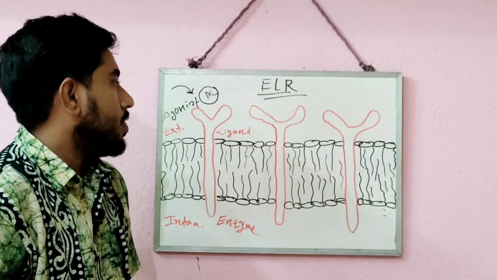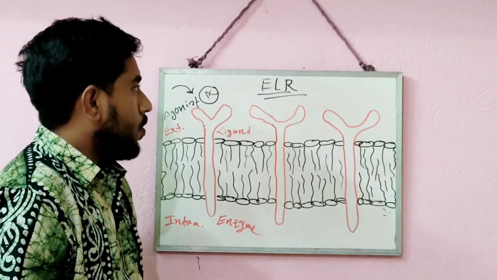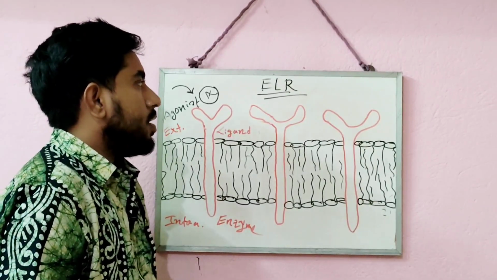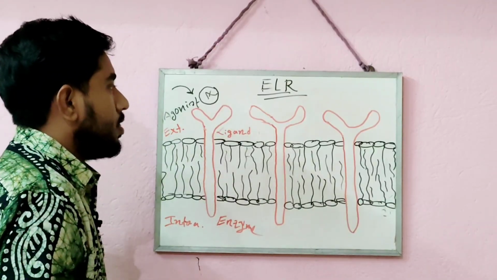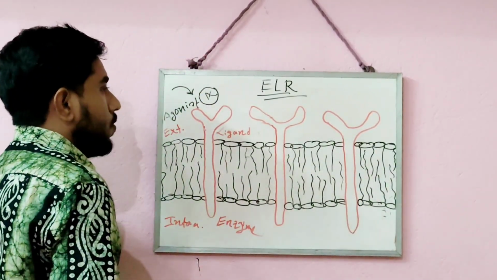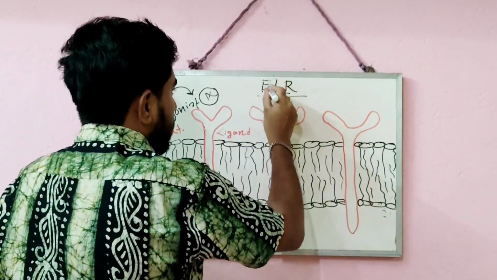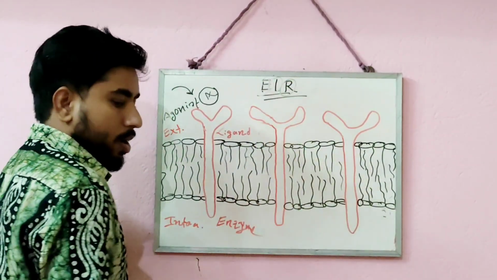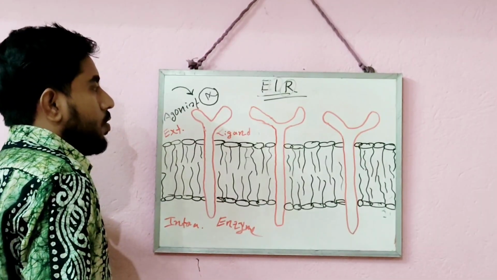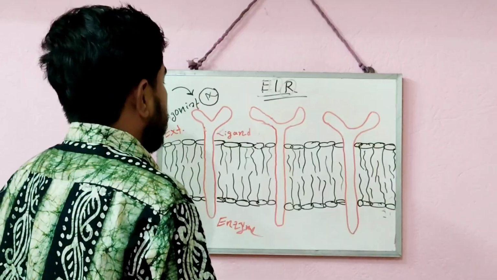Like last class what we discussed about GPCR, in the same way today we will discuss enzyme linked receptor, that is the second classification of receptor after GPCR. That is also called ELR or enzyme linked receptor. So we have to now discuss what is ELR or enzyme linked receptor.